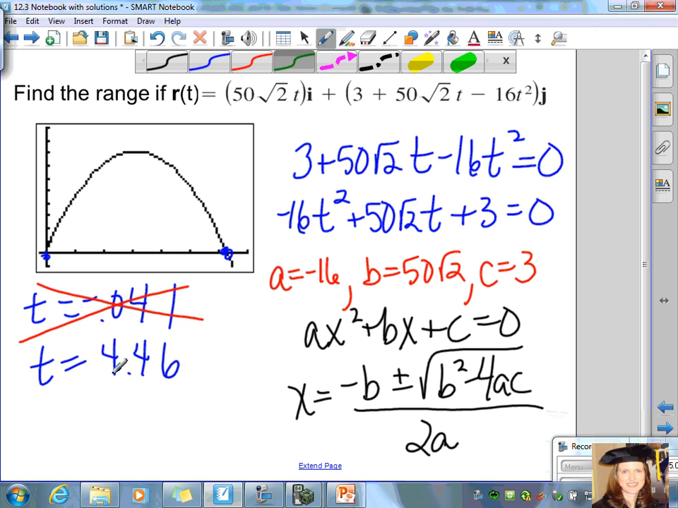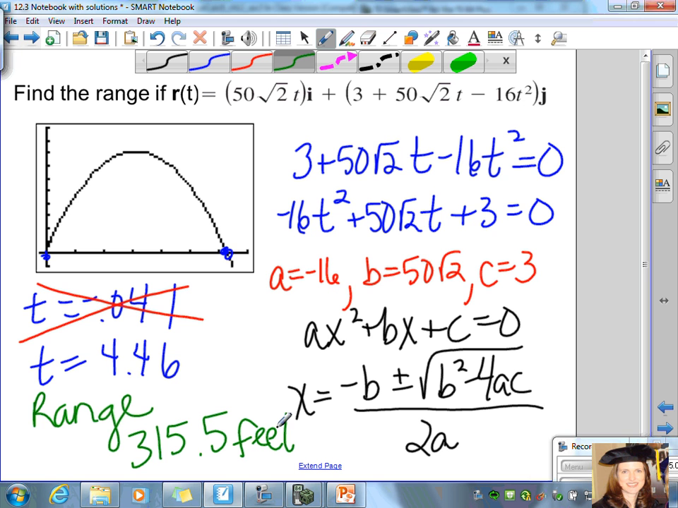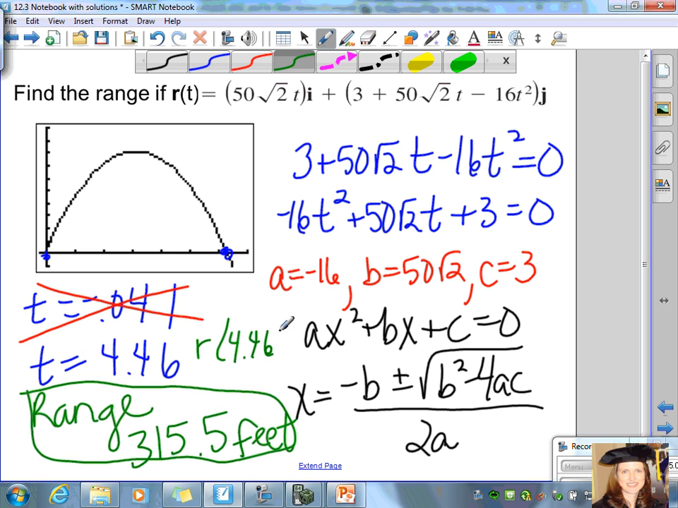So at t equals 4.46, the range is approximately 315.5 feet. Okay, and you find that by plugging in r of 4.46. That will give us the information about the range.